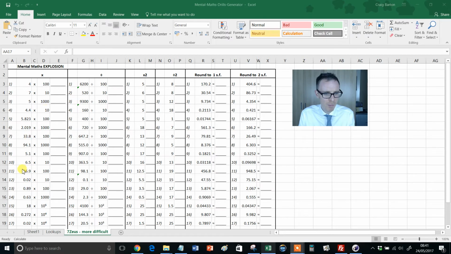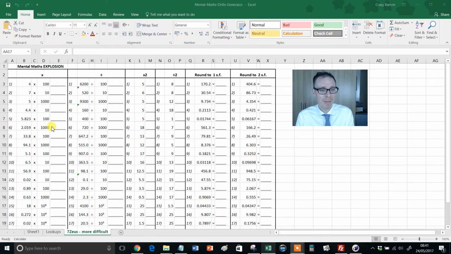But then by the time we get to question 11, we've got a single decimal point by 100. Then we've got 2 decimal points by 1,000, 2 decimal points by 100. Can you see here every possible possibility has been covered by this thing? So there's nothing left out to kids.